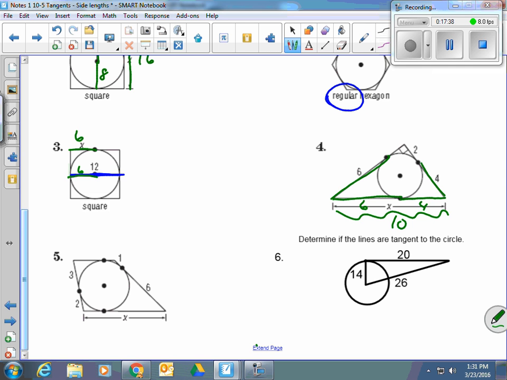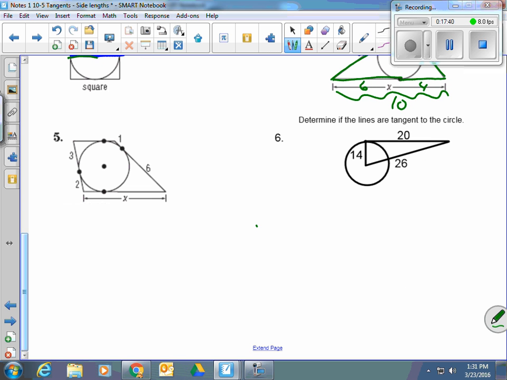Party hats are easy? I like this party hat stuff, right? Let's have a party to practice. If this piece is 6, how big is this piece? 6. If this is 2, how big is this piece? 2. So how big is the whole side? 8.